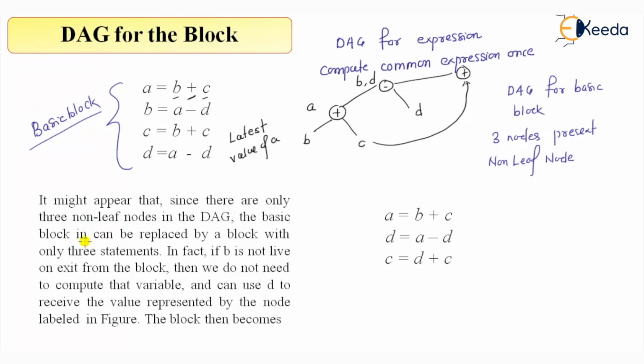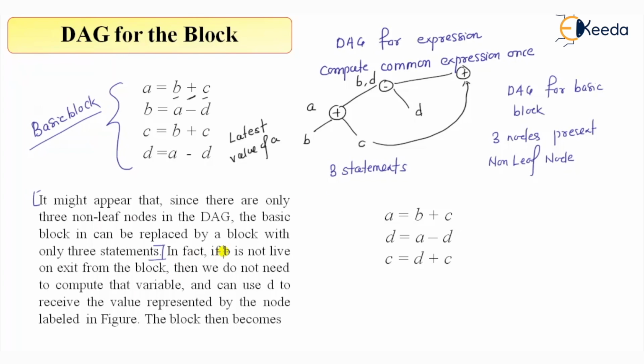Let me read out a few things here. It might appear that since there are only three non-leaf nodes in the DAG, the basic block can be represented by a block with only three statements. Because there are only three nodes, we can represent this basic block using only three statements. Now we are coming to the analysis part. Only three statements are enough to represent the basic block.